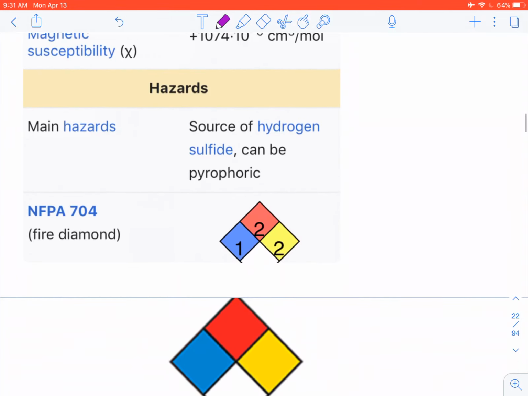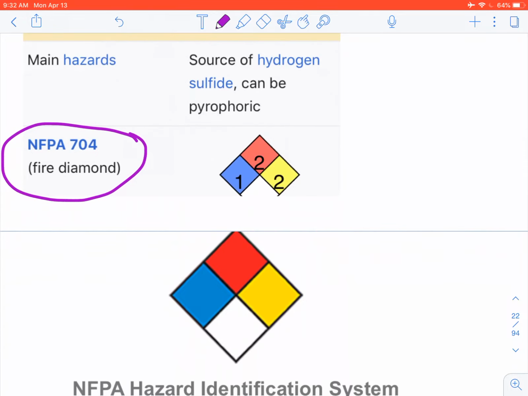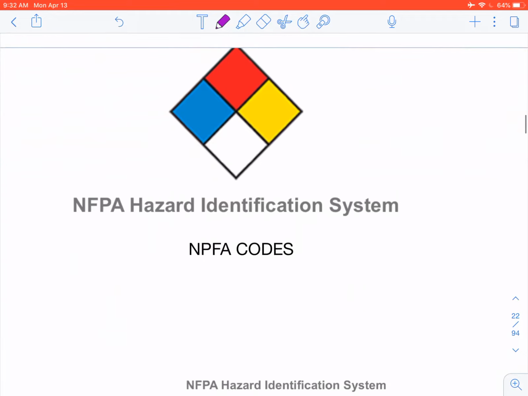Right, now this here is not examinable, but I just thought let me just show you. You've got these NFPA codes. That's the National Fire Protection Association. They normally use a diamond, and they give numbers 1, 2, 3, 4, 5, and it's color coded. This is useful for people that want to prevent fires, or if there's a fire, what they need to use in order to put that fire off.